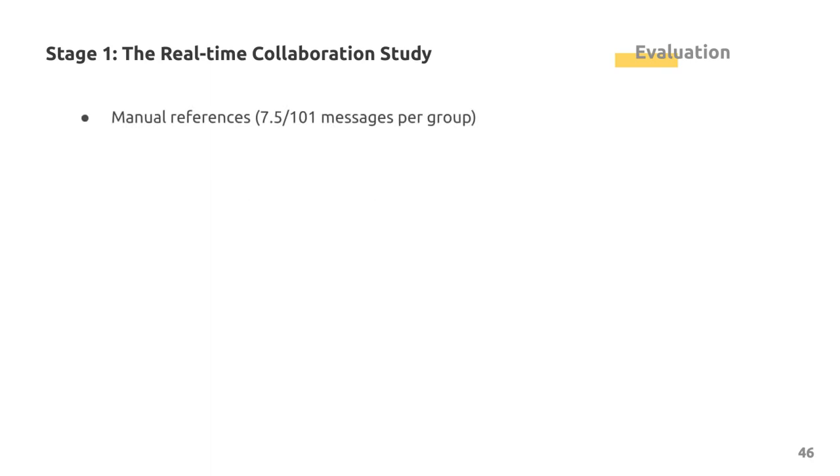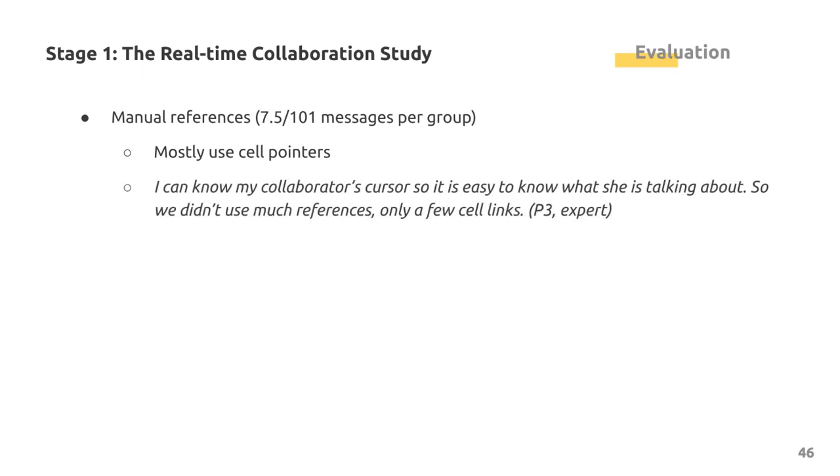In Stage 1, we observed that participants are hesitant to make accurate and polished references. On average, each group created around 7 messages that contain references out of 100 messages, and most of them are the default cell pointers. Participants gave a variety of reasons. For example, one participant mentioned that the ability to check their collaborator's cursor served the same function as a pointer when they were talking about the code cells in real time.